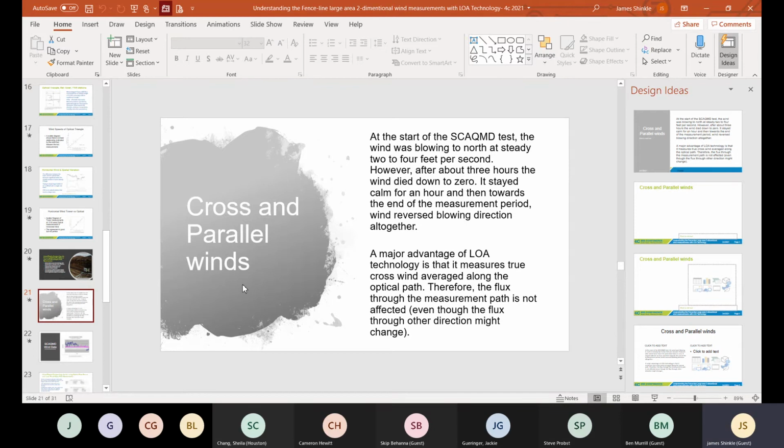Does that make sense? Yeah. So how is it shown? Is there a program that we would get to look at that says, okay, at this time, this is the direction, this is the wind speed or something like that?